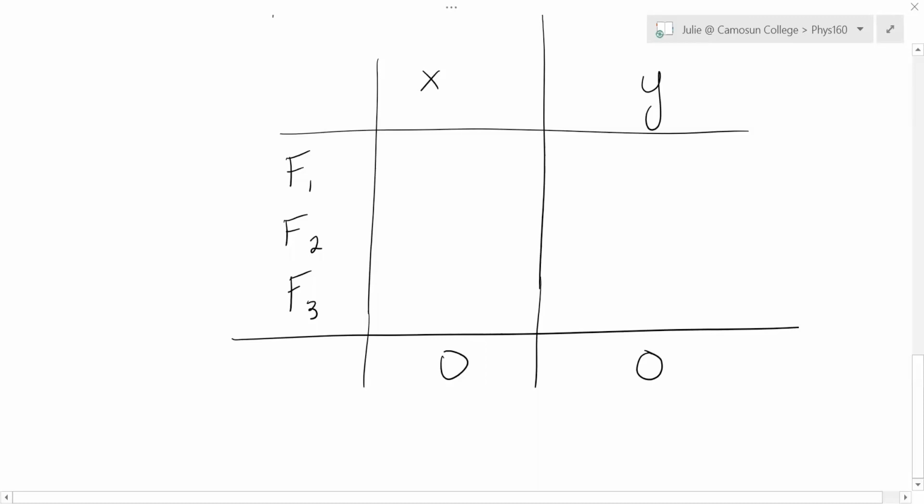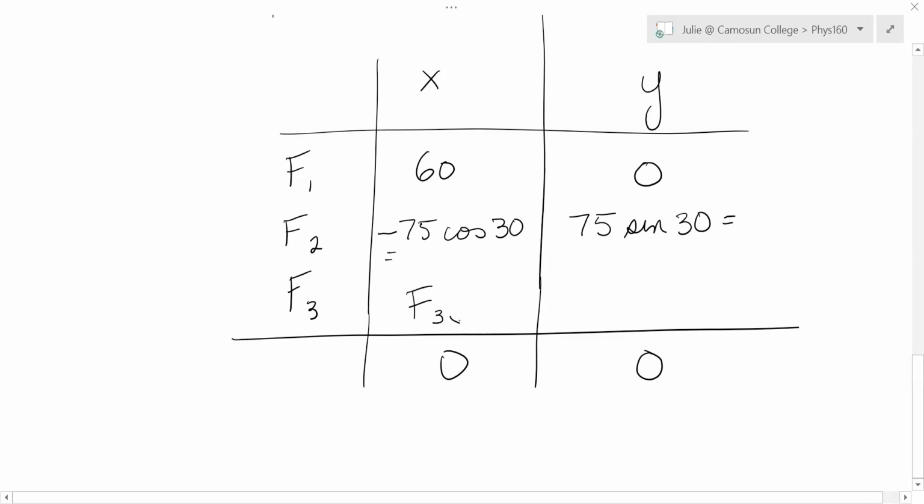Okay, F1 is 60 in the X, 0 in the Y. Now F2 is negative because it points left in the X. So it'd be 75 cos 30. But it points up in the Y. So it's 75 sine 30. Okay, so we have to work these two out. And then once again, we're going to have F3X, F3Y that we don't know. Let's work these numbers out. 75 cos 30 is 65, negative 65. 75 sine 30 is 37.5.